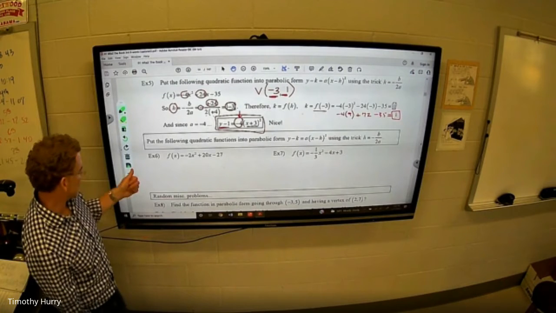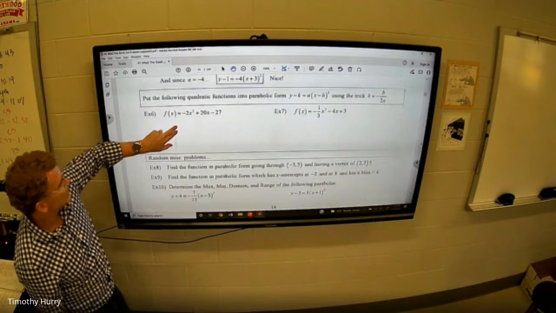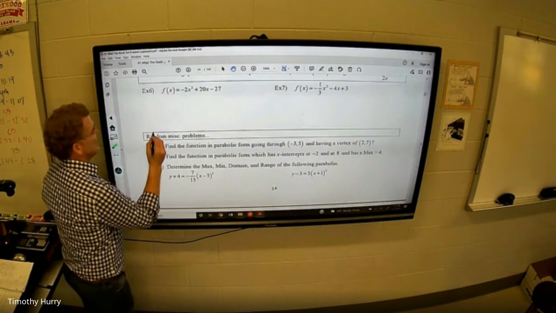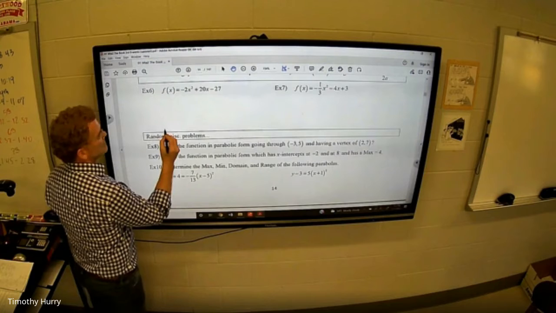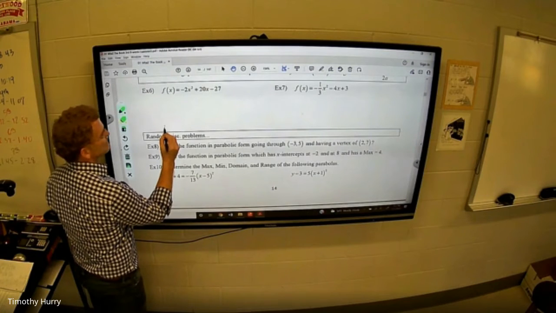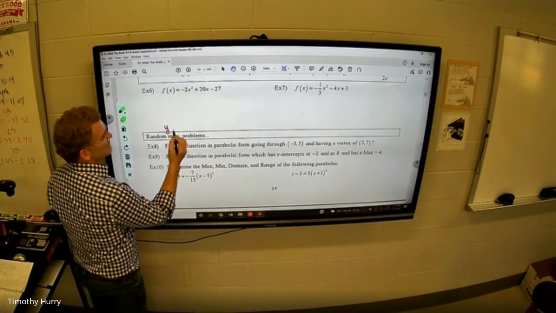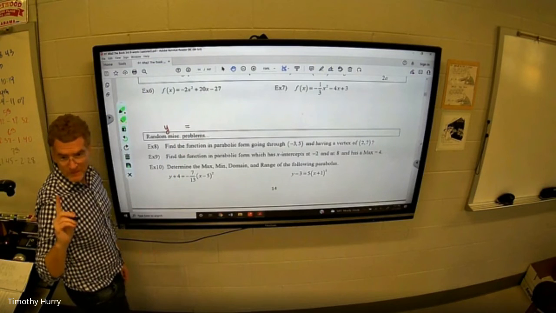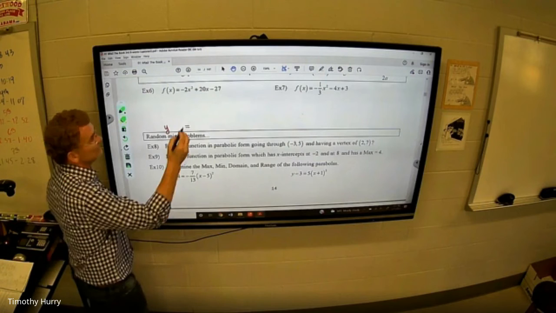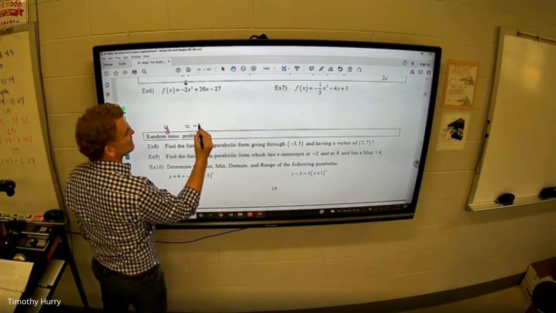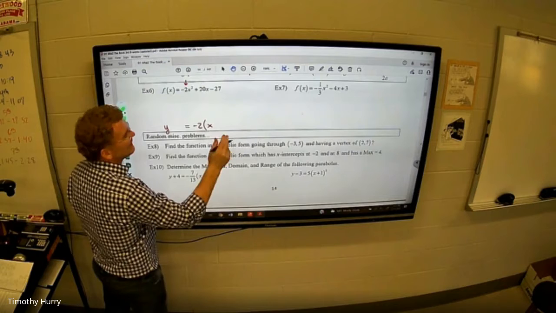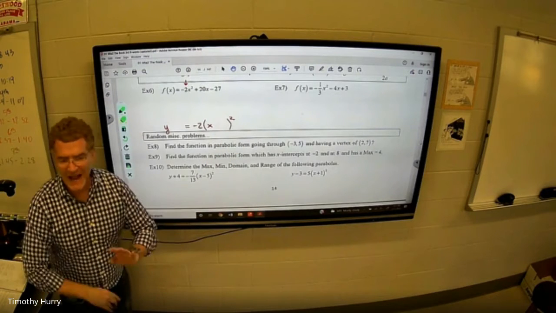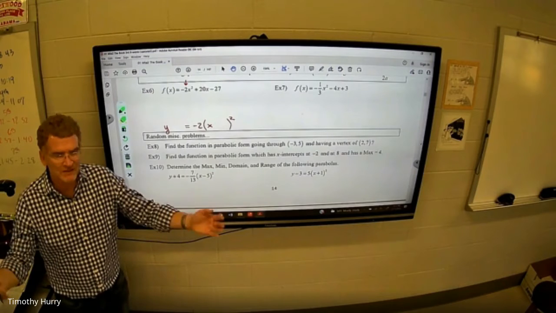So let's try it. Number 6. We're trying to get to y minus k form. So what do I know right now? Y plus or minus something equals what? -2. I see the a value right there. Go ahead and put that in. X plus or minus something squared. I've already got the a in there. I just need my h and my k, my x and y coordinate of the vertex.